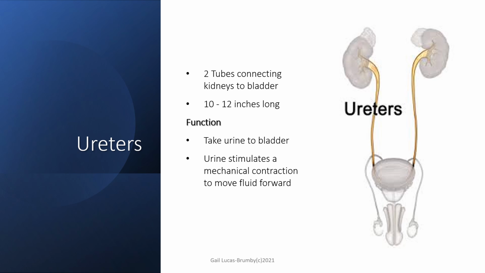The ureters are 2 tubes that connect the kidneys to the bladder. We have 2 ureters and 1 urethra. The ureters are 10 to 12 inches long, and they pass urine from the kidneys to the bladder. Urine stimulates the mechanical contraction to move fluid forward. So it automatically happens that urine passes down the ureters into the bladder, and this stimulates our feeling that we want to empty the bladder.